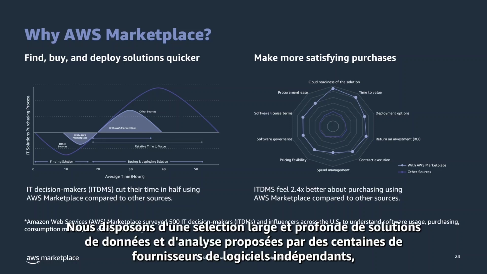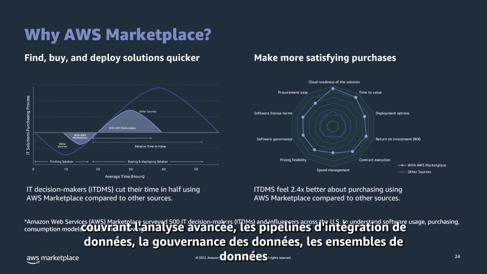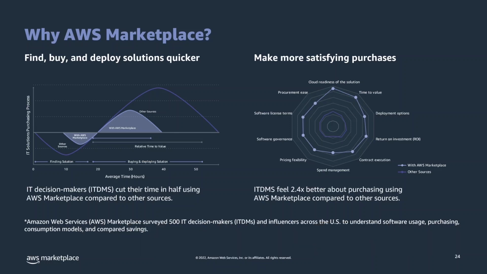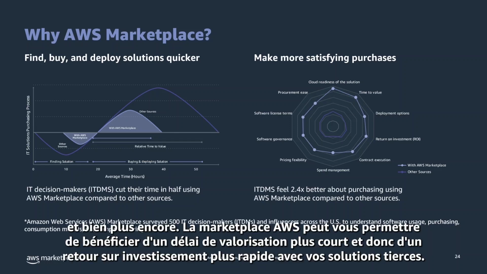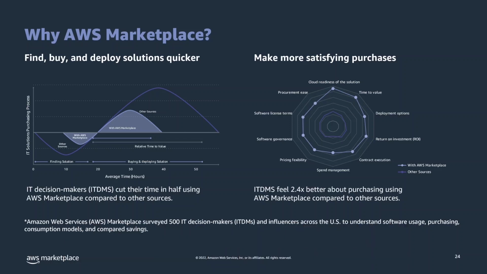We have a broad and deep selection of data and analytics solutions offered by hundreds of independent software vendors, spanning advanced analytics, data integration pipelines, data governance, data sets, and more. AWS Marketplace can enable you to receive quicker time to value and thus return on investment with your third-party solutions.